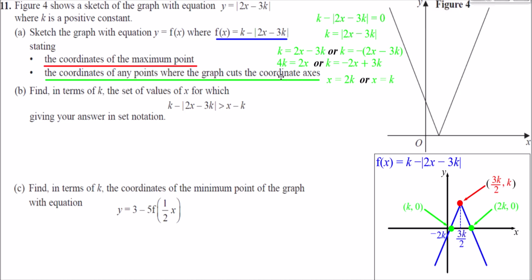So we've now done part A thoroughly. We've labelled the maximum point and we've got all the intercepts of the axes labelled on. Part B, we now need to find, in terms of k, the set of values of x for which k minus 2x minus 3k all modded, in other words this graph here in blue, is greater than x minus k. So I'm going to add on this one. This will be a straight line graph with gradient 1, y-axis intercept of minus k. So I'm going to draw this one on in a purple straight line.